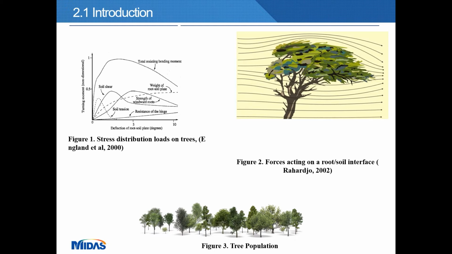In figure 1, you can see the stress distribution based on the deflection of the root-soil plate in terms of degrees against the turning moment. The maximum static bending moment resistance of the tree is dictated by three components. In this case, we will see the soil strength, characterized by the soil resistance and tension and the strain of the inward roots. The trunk strength, which will basically be the weight of the root-soil plate and also the soil shear, and a complex root-soil interaction that is driven by the resistance of the hinge.